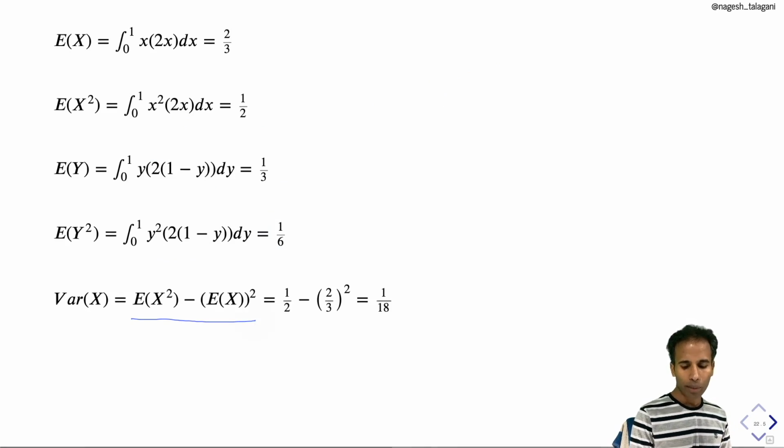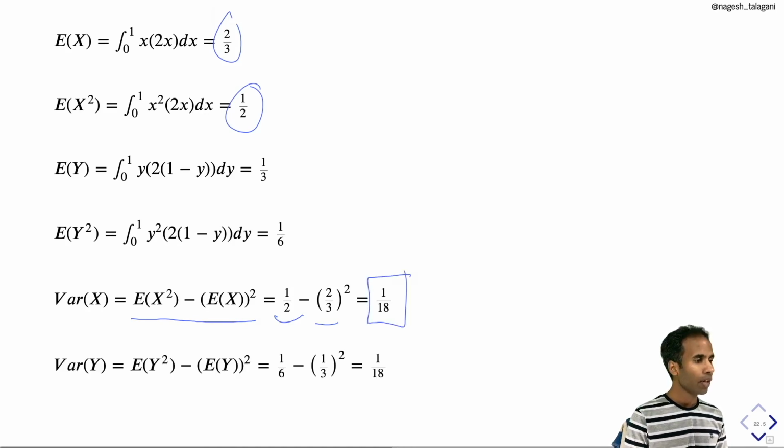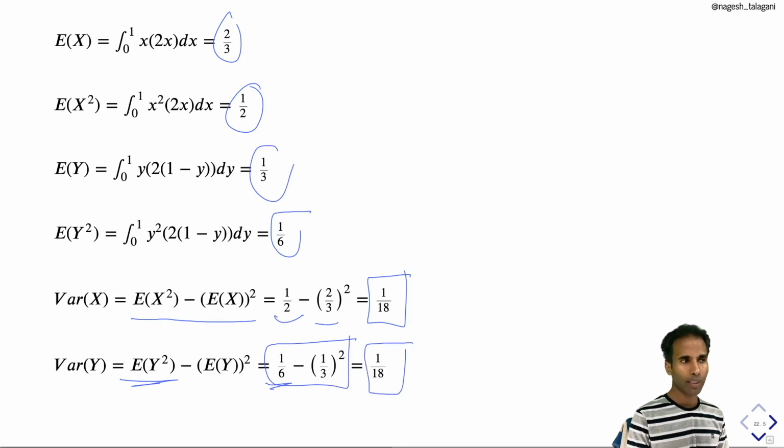Now, variance of x going to be what? Expectation of x square minus expectation of x whole square, that is 1 by 2, that we got expectation of x square minus expectation x whole square. So 1 by 2 minus 2 by 3 whole square, this is 1 by 18. And variance of y, expectation of y square, that we got 1 by 6 minus expectation of y whole square, it is 1 by 3 whole square. Again this also 1 by 18. Okay, I think now we have everything.